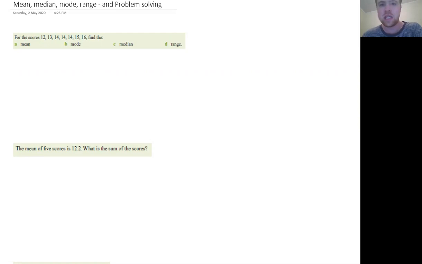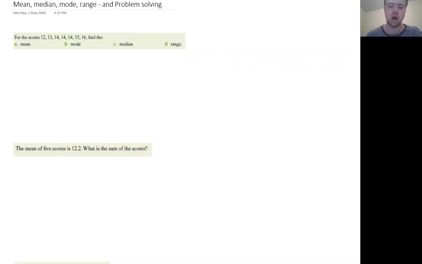Today we're continuing our series on statistics. We're looking at mean, median, mode and range again. We're also going to do a bit of problem solving with these ideas, okay? So let's look at this first question here. We've got a bunch of scores, so 7 different scores there, and we need to find the mean, the mode, the median, and the range. So let's go through that step by step.